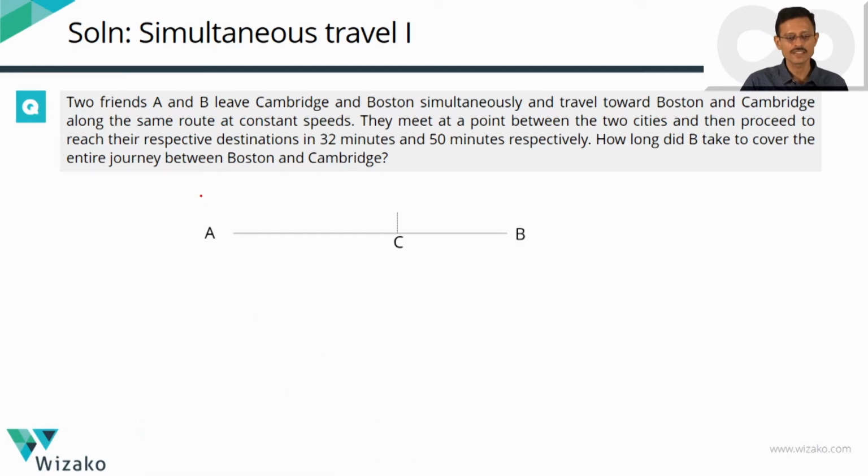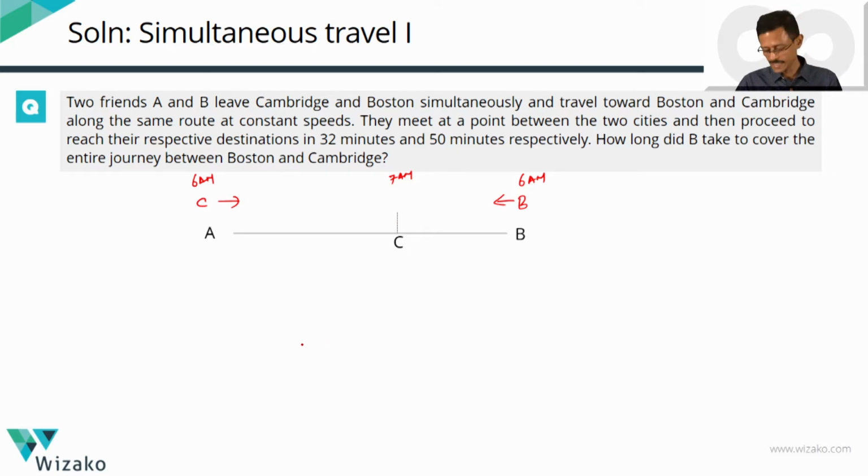Let's say this point is Cambridge and this is Boston. A and B start from opposite ends simultaneously and travel towards each other at constant speeds. So let's say both of them left at 6 a.m., just for illustration, and they reach the meeting point at 7 a.m. The time to reach the meeting point is going to be the same for them.